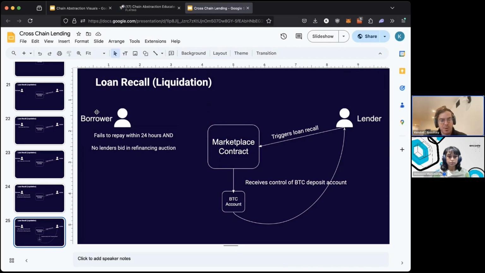But really, this marketplace contract has no idea what this borrower is using as collateral. They see that this borrower is using a public key as collateral. So eventually you could build off of the same pattern and have this be a pretty complex set of collateral that this borrower is borrowing against.